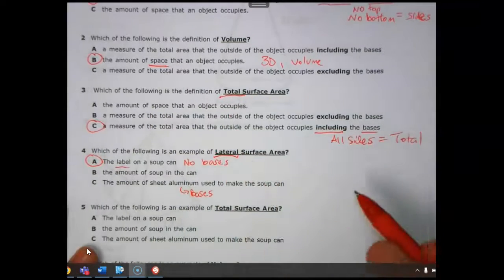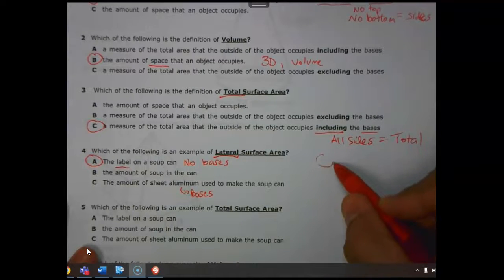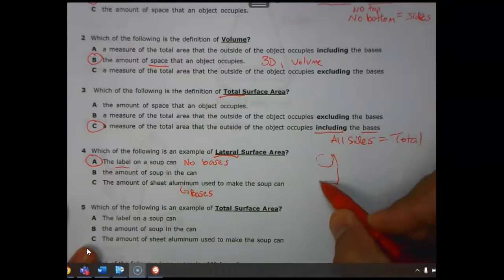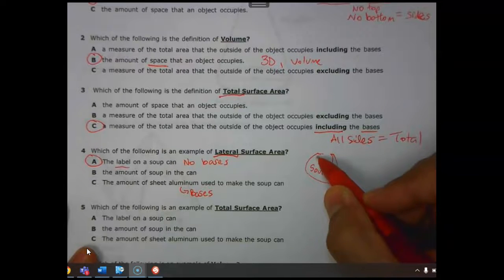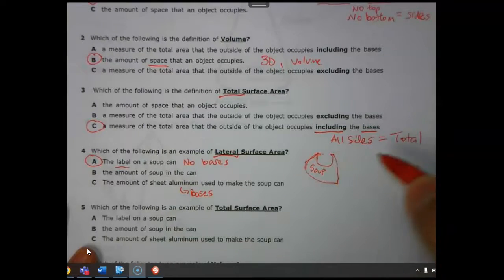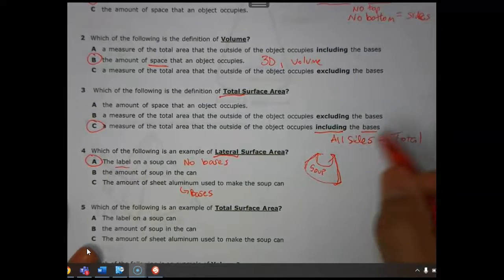So lateral surface area is like, pretend like this is a soup label. That would only be on the sides. It's a really bad drawing. It is what it is. Like an unraveling soup label.